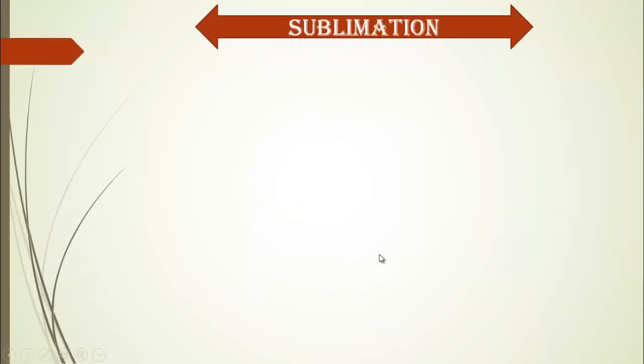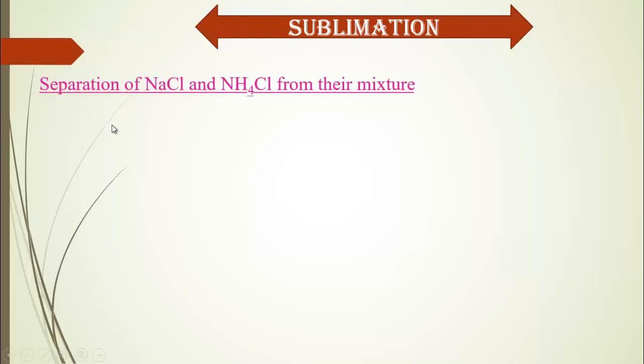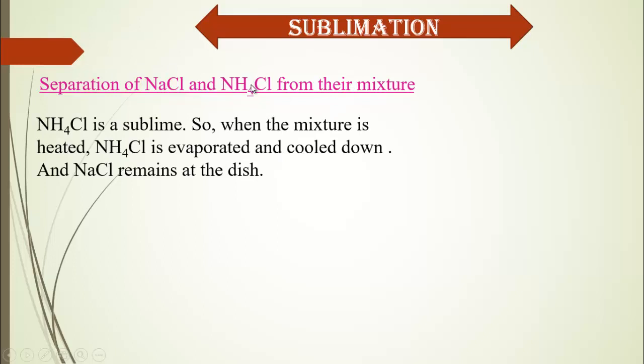Now you will learn about the separation process, separation techniques of two or more substances by sublimation process. Follow here: separation of sodium chloride salt and ammonium chloride, this is also a salt, from their mixture. How can we separate them? By sublimation process. Here we know that ammonium chloride is a sublime. So when the mixture is heated, ammonium chloride evaporates and is cooled down, isn't it? And sodium chloride remains in the dish.